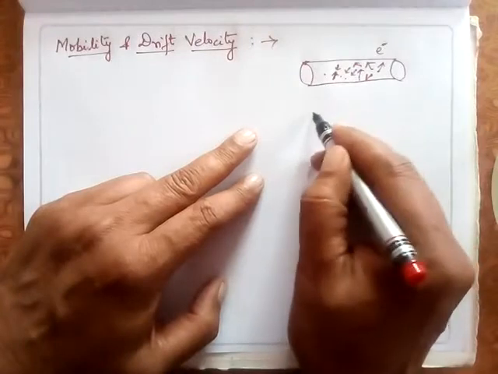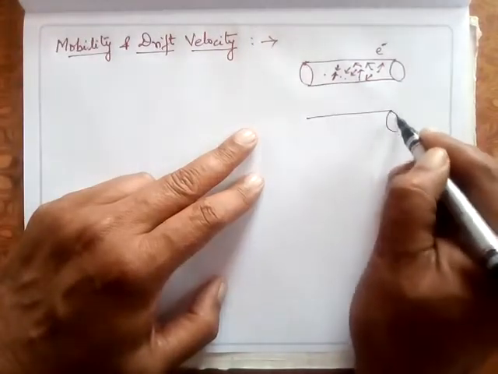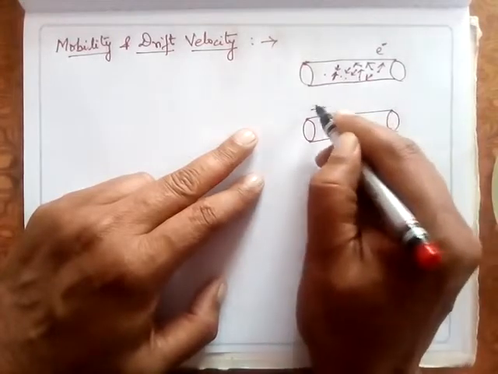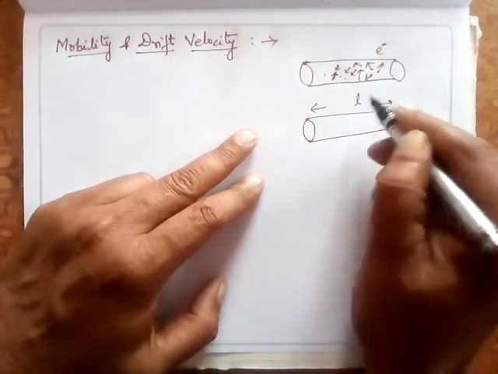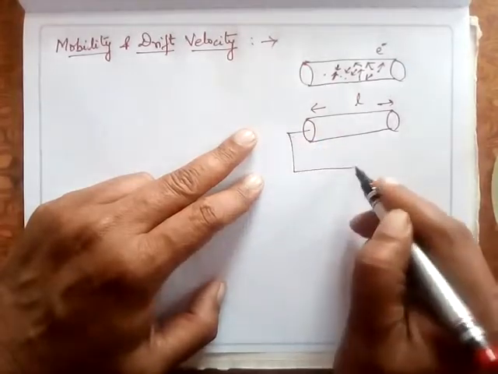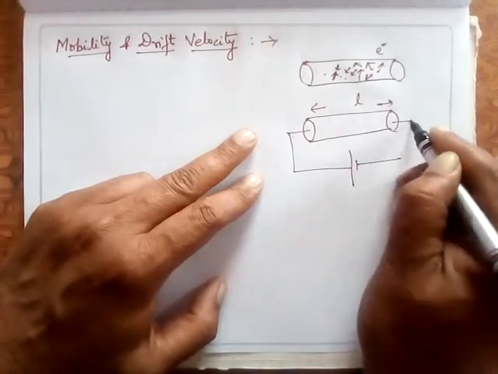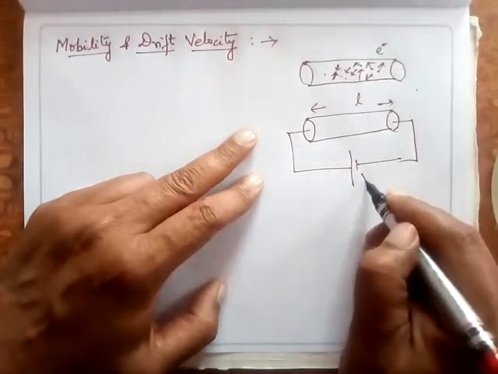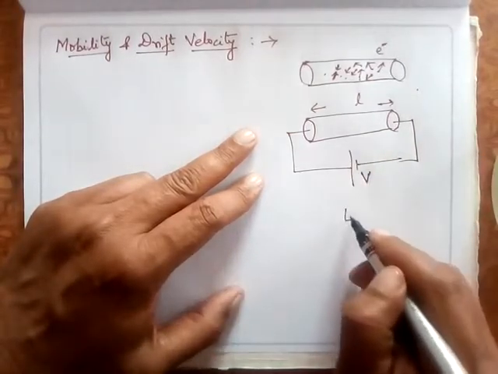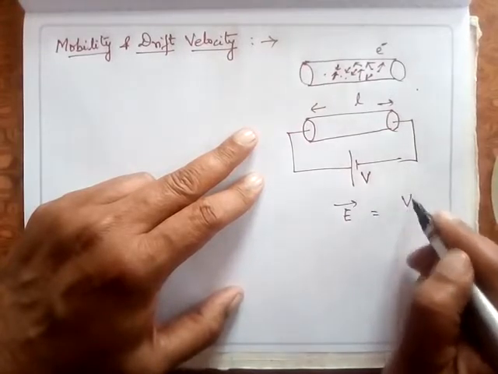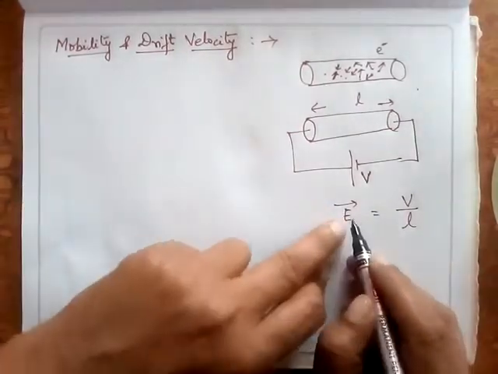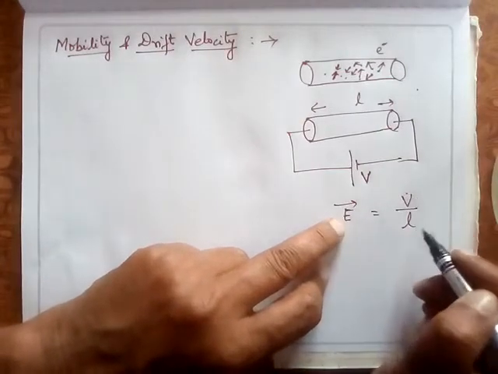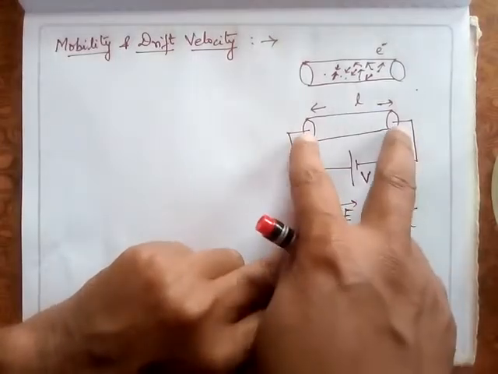But suppose I take the same conductor of length L and apply an electric field. I apply a battery here which acts as an external energy source, and when I apply a voltage V here, an electric field will be developed which will be equal to V by L. Electric field is the potential gradient, or the voltage per unit length. This is called the electric field.